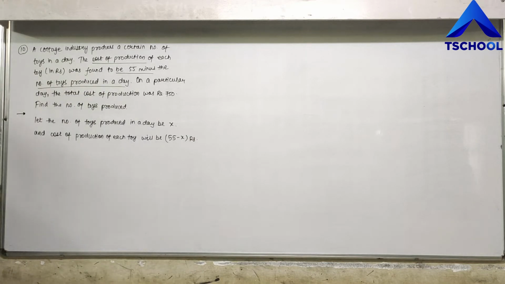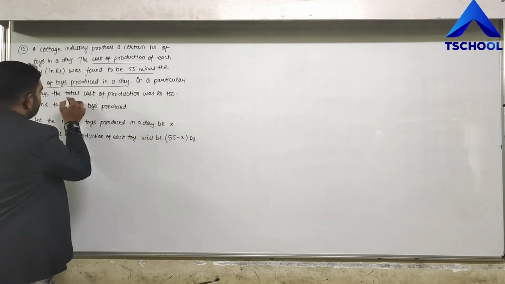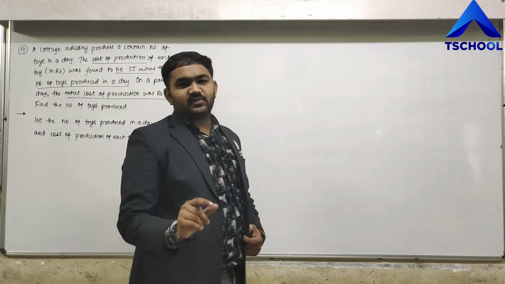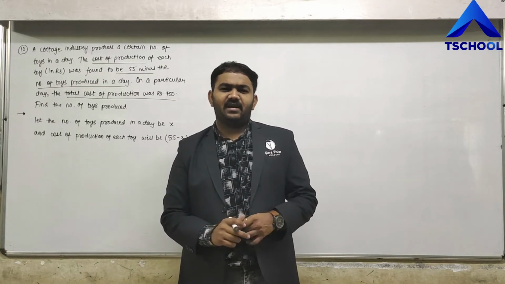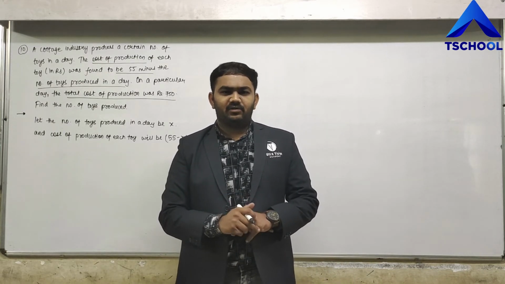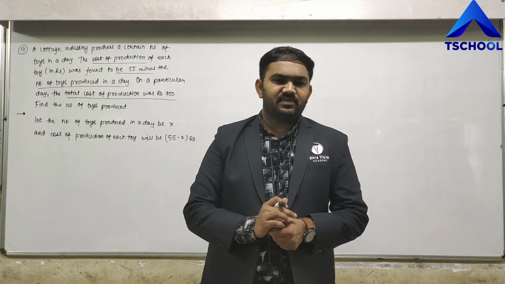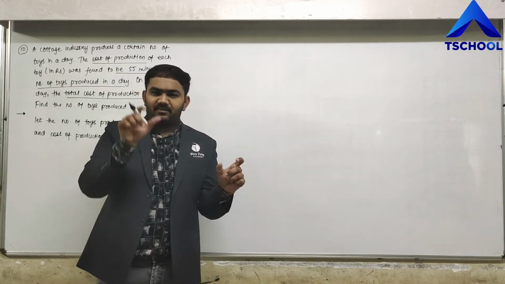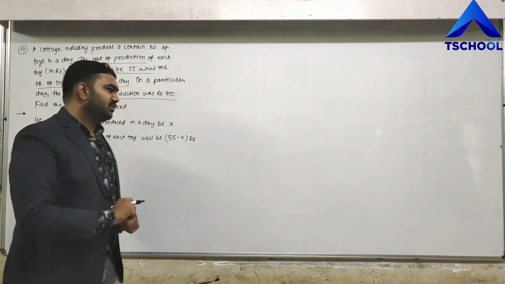It is 55 minus the number of toys produced in a day, so that will be 55 minus x rupees. Now see, we are also given the total cost of production. Total cost of production is the number of toys produced multiplied by the cost of one toy, right? If I produce 100 toys in a day and the cost of each toy is 7.5 rupees, then that becomes 750 rupees, right? Like that, the number of toys produced in a day multiplied by the cost of production of each toy gives me the total cost, right?